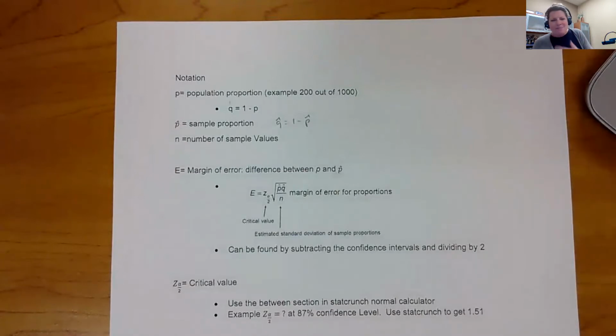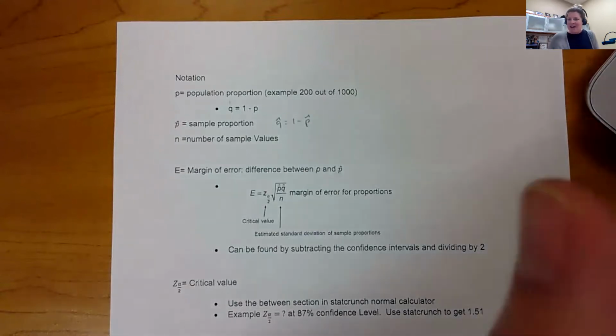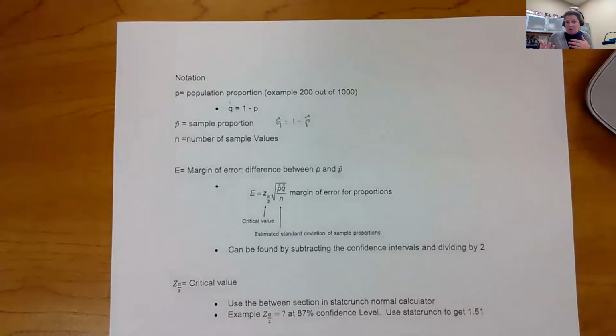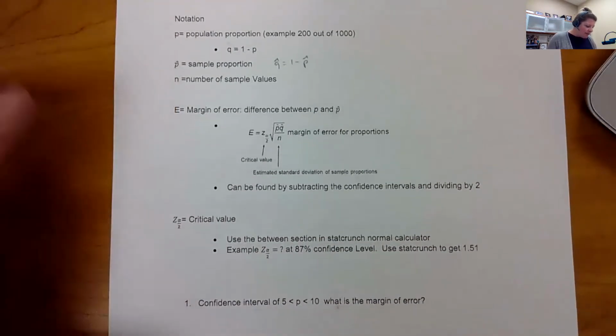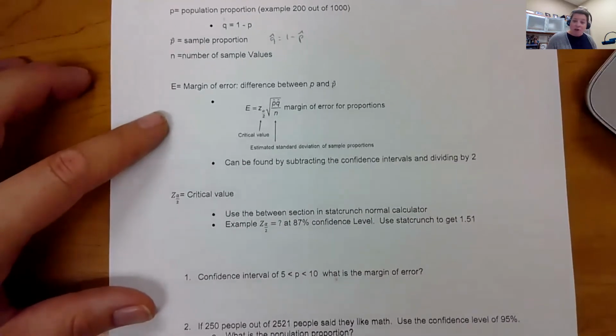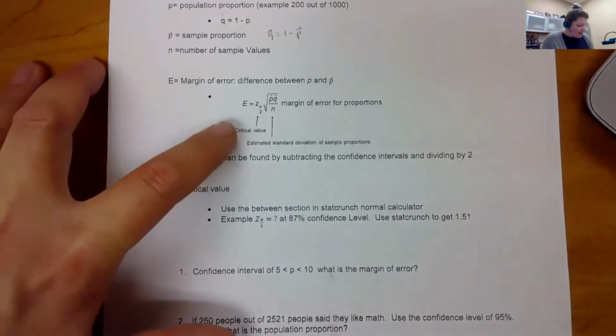So if I say there's a 45% chance of it raining today, then the other one would be 55, right, between the two. So going back to those probabilities and knowing they add to 1. Same idea here. A proportion is a probability of our population. So N is just your number of samples. E is that margin of error, and we have our formula for that.